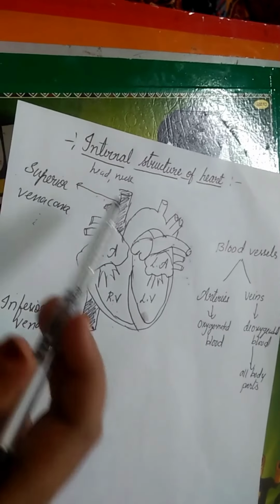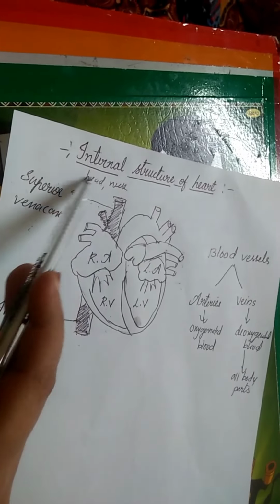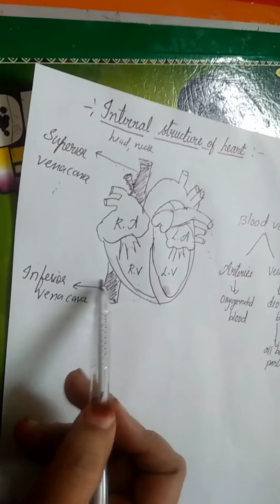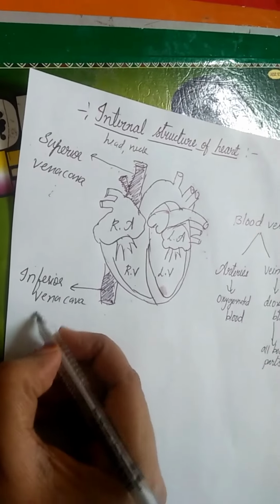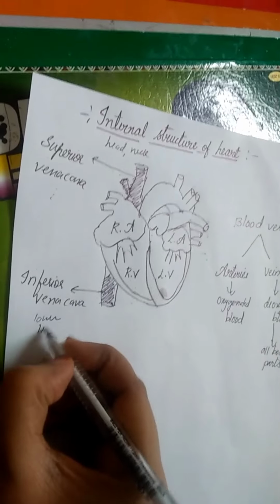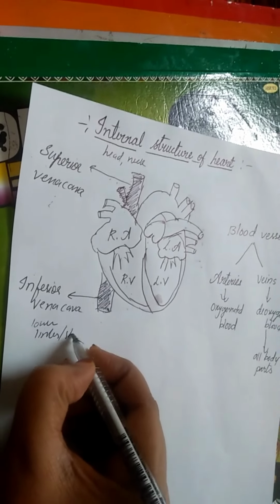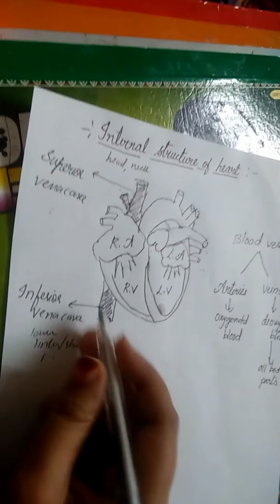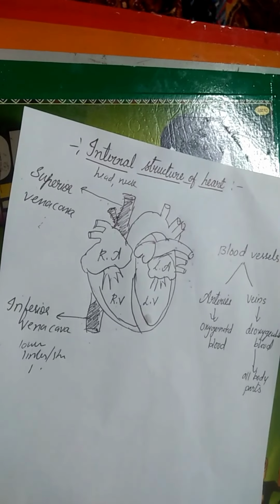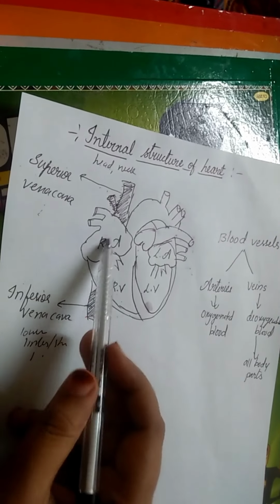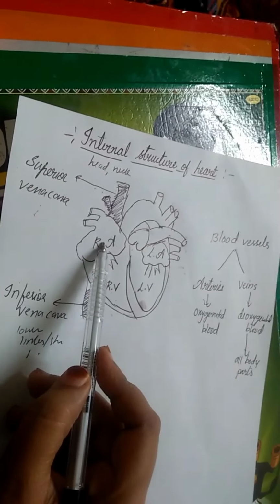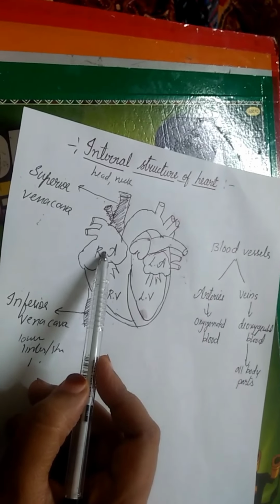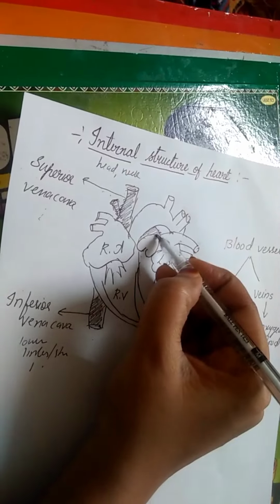So the superior vena cava brings the deoxygenated blood from the upper part of the body like head and neck, and the inferior vena cava brings the deoxygenated blood from the lower part of the body like your limbs, your stomach, your hind limbs, your forelimbs, all the complete lower part of the body. And they bring the blood into the right auricle.